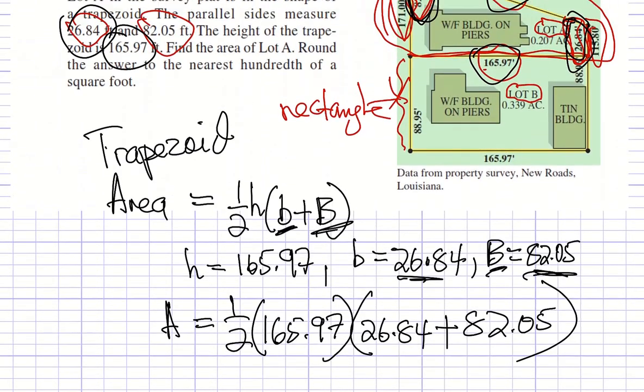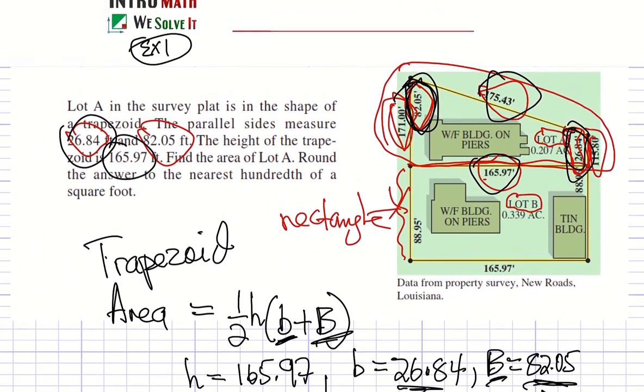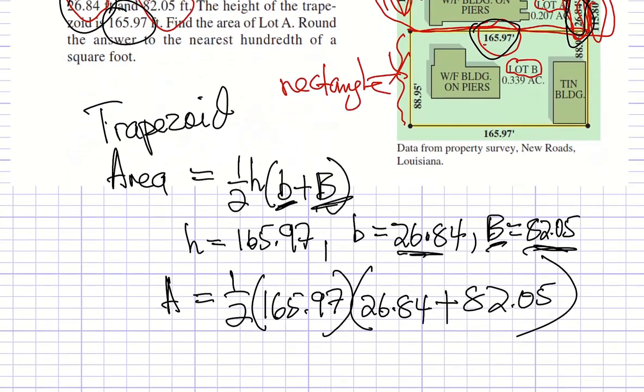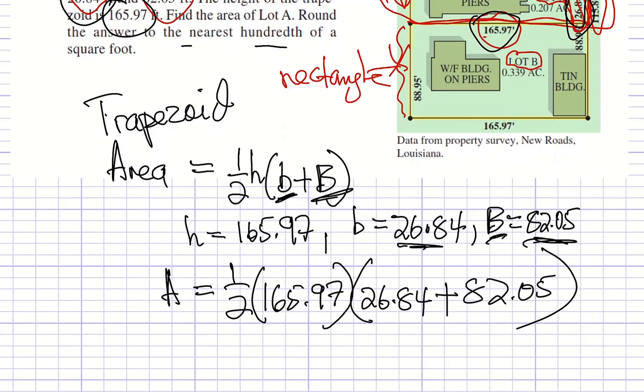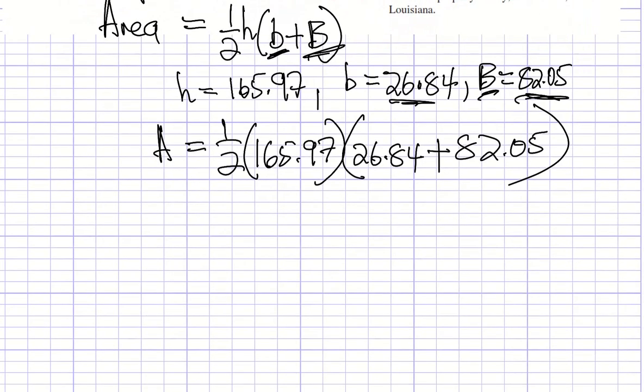Sometimes they give you unnecessary information you don't need. Don't worry about it. Just use what you have to solve the problem. They say round the answer to the nearest hundredth. Okay, fine. Now let's pull out our stuff and solve this problem.